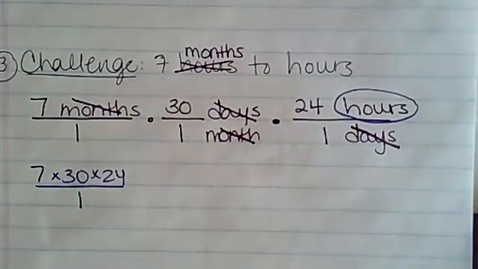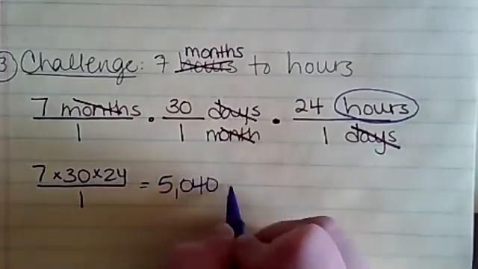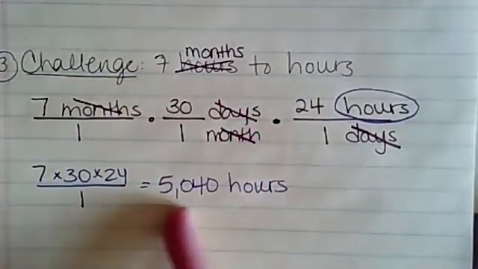So getting my phone, 7 times 30 times 24 equals 5,040 hours. So I can say that in 7 months, there are 5,040 hours.